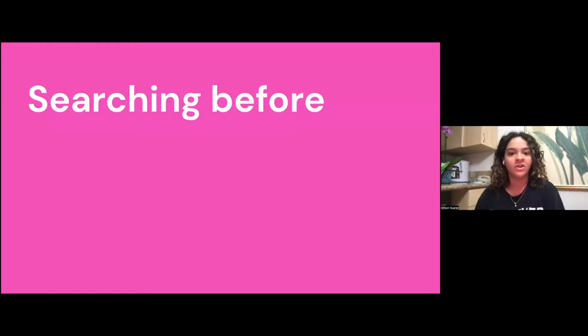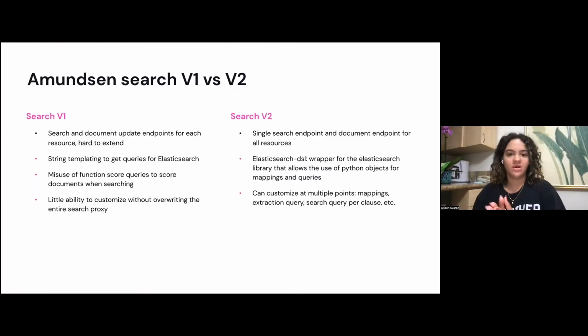So I'm going to cover a little bit of what searching used to look like in Amundsen. We separated search into V1, which is what we had before, and V2, which is the new version, just for simplicity's sake. The V1 version of the search service had searching and document updating endpoints for each resource. So it was really hard to extend, because every time you wanted to add a new resource to Amundsen, you would have to create a new endpoint for it, rather than just extending a single endpoint, which is what we do in Search V2 now.